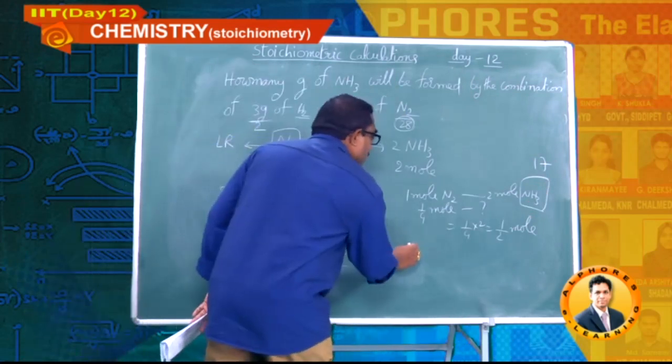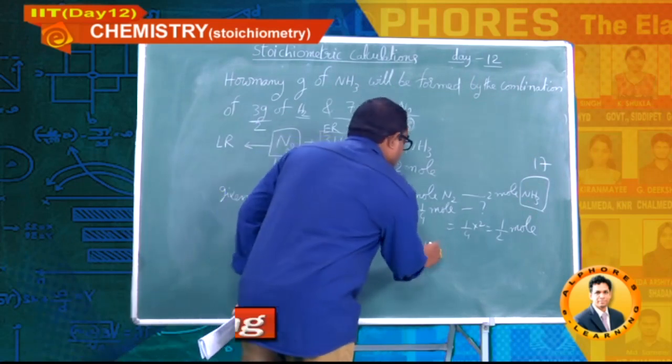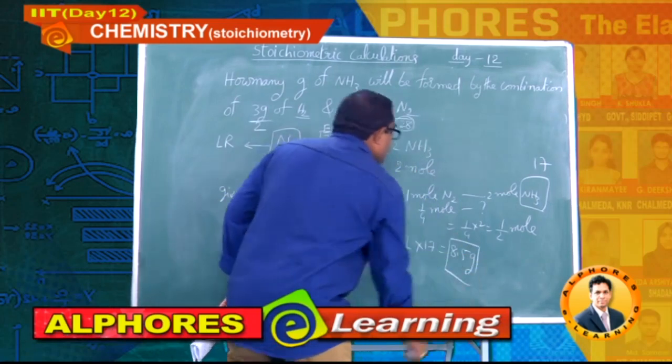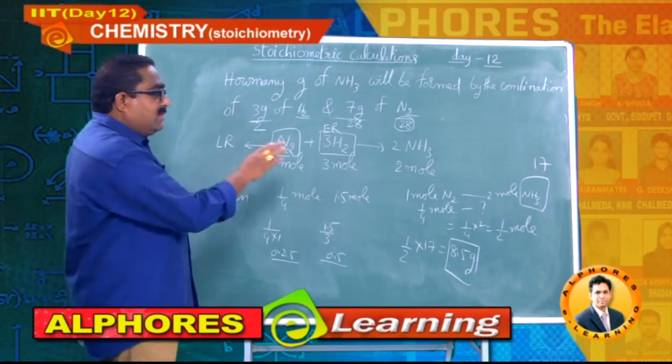So convert this into weight. 1/2 into 17 is the molar mass, so this is 8.5 grams. This is the mass of ammonia that you will get in this question.